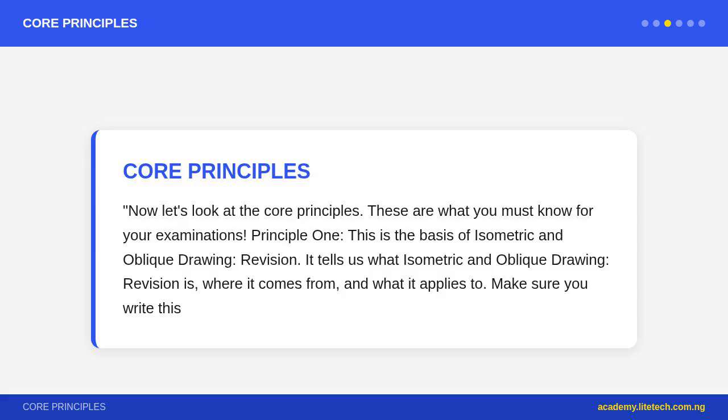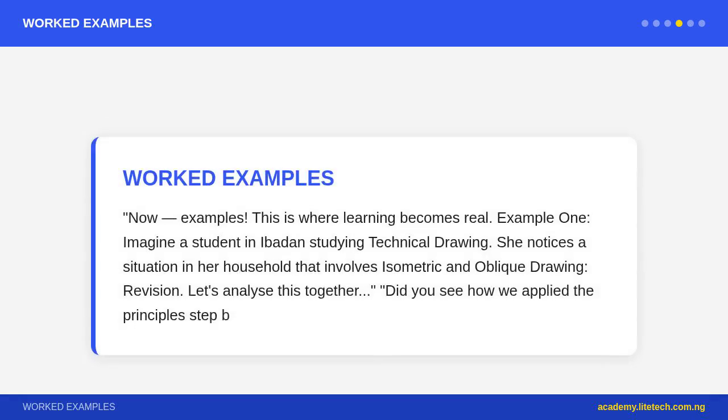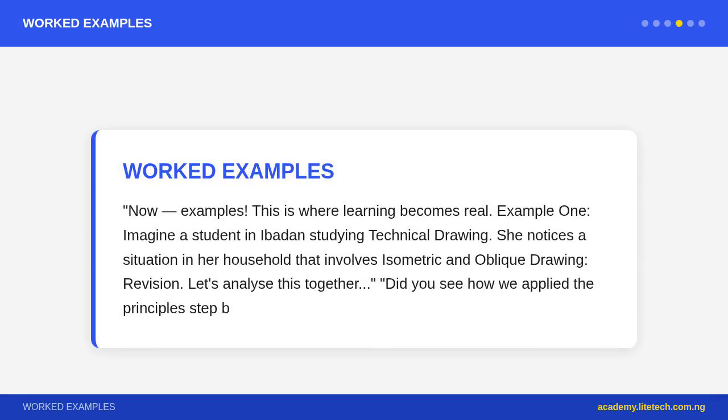Now, examples. This is where learning becomes real. Example 1. Imagine a student in Ibadan studying technical drawing. She notices a situation in her household that involves isometric and oblique drawing, revision. Let's analyze this together. Did you see how we applied the principle step by step? That is exactly what WAEC examiners expect from you.